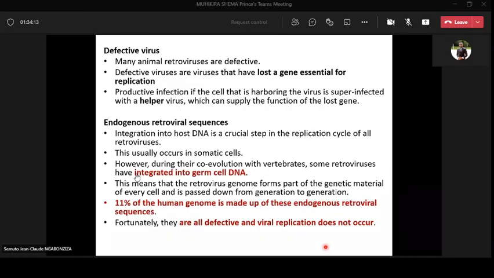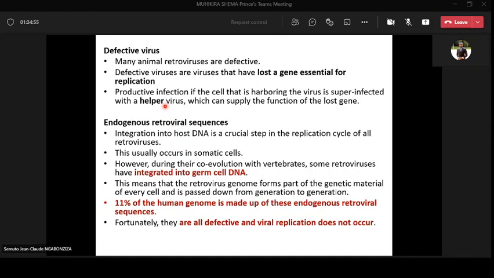So, defective viruses. Many animal retroviruses are defective. They are defective as they have lost their essential genes for replication. They no longer have the genes for replication. And productive infection occurs if the cell harboring the virus is superinfected with a helper virus, which can supply the function of the lost gene. That means that when it is defective, it needs a helper virus so that it can be complete and replicate.